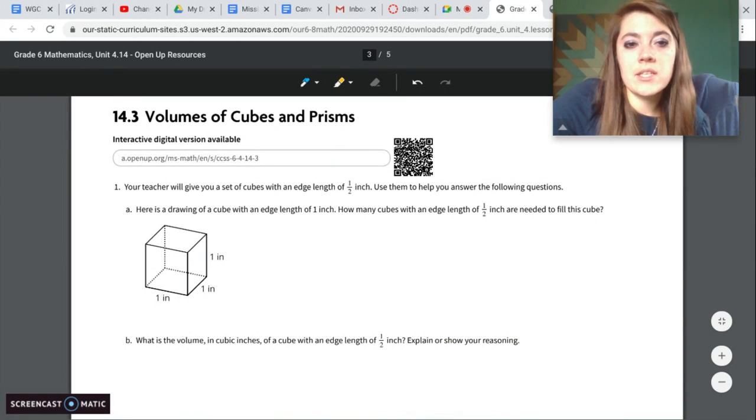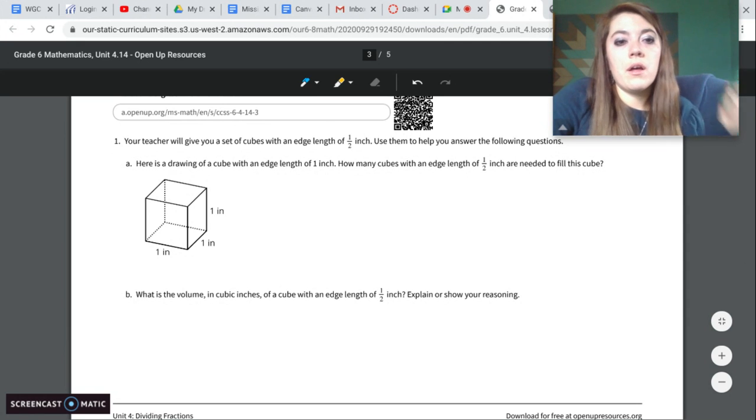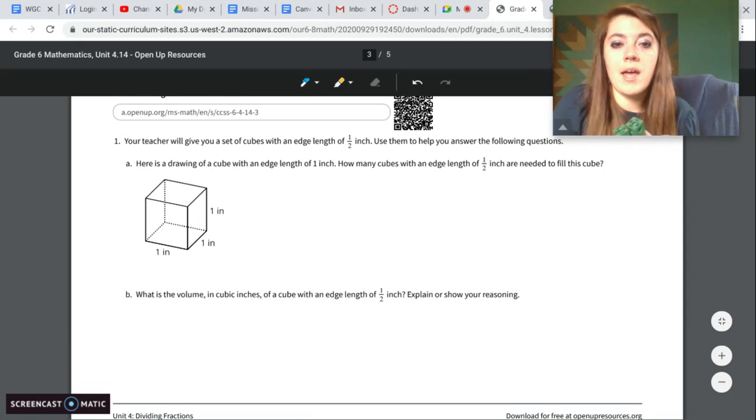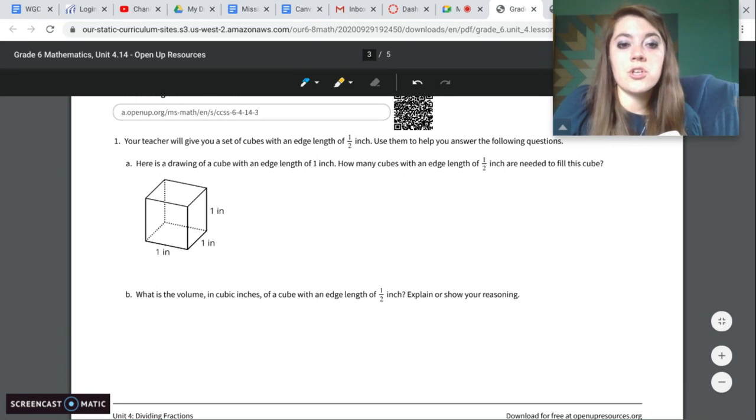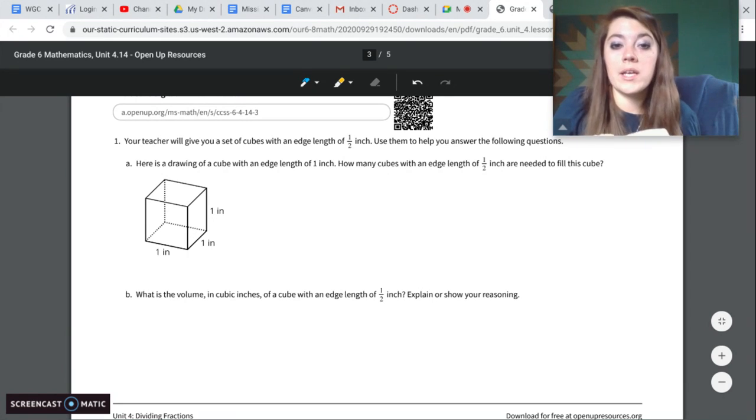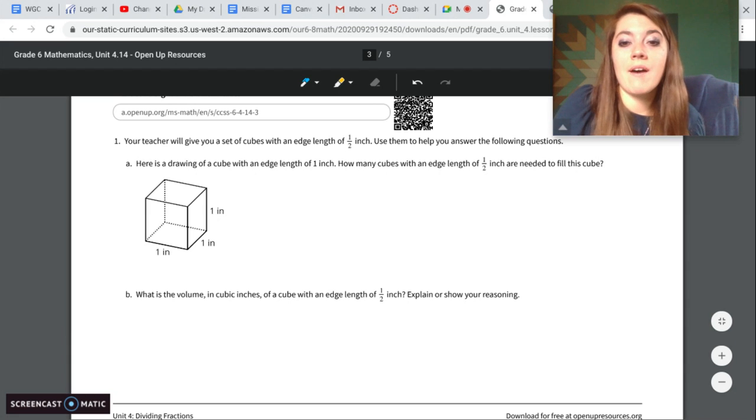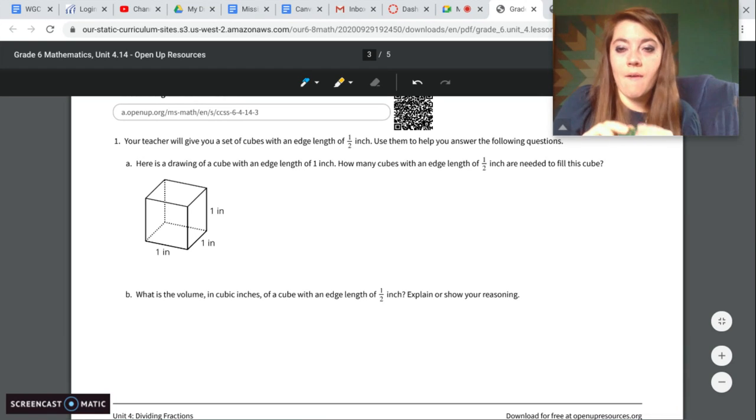Okay, the last part of this is looking at volumes of cubes and prisms. So here we have some cubes. They have an edge length of a 1/2 inch, and we're going to use them to answer these questions. So here's a drawing of a cube with an edge length of 1 inch. How many cubes with an edge of a 1/2 are needed to fill this cube? So it's going to take how many cubes to make up one side of this figure? So if it's 1 inch across and each of our cubes are a 1/2, it's going to take 2 cubes to make each of our dimensions.